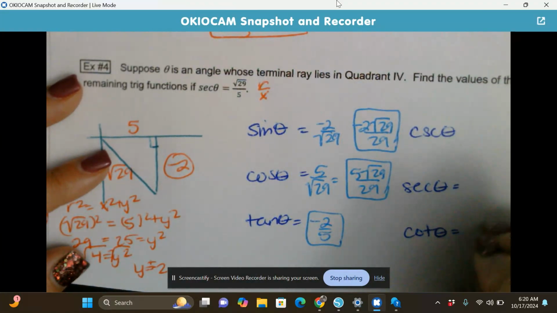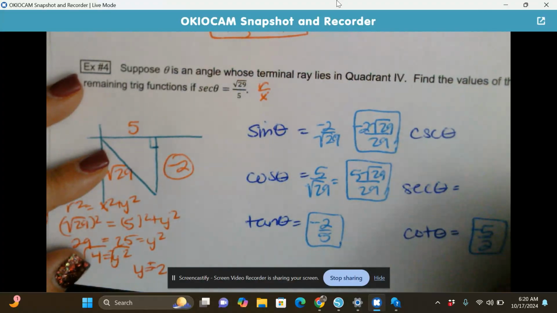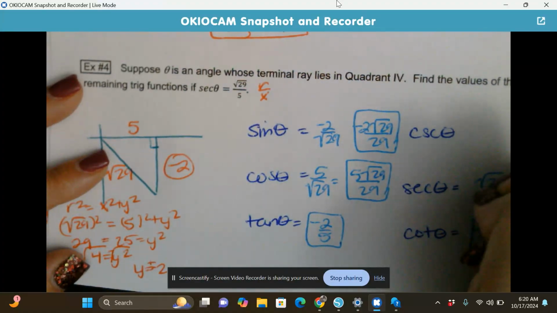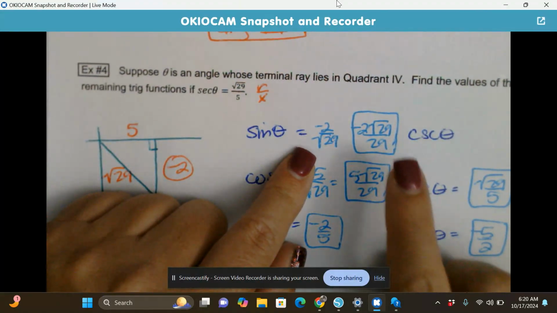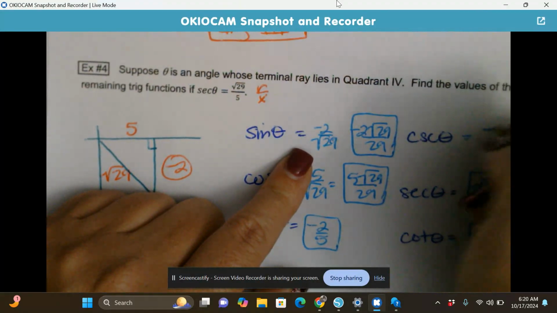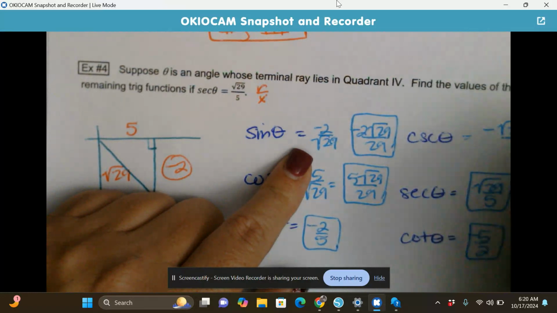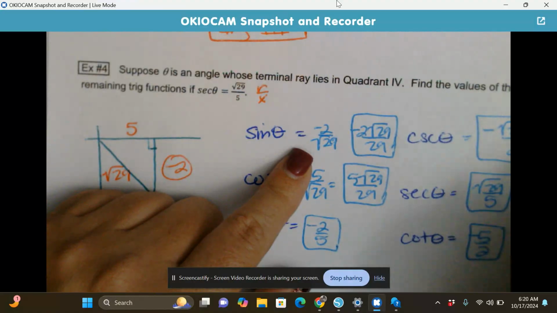Tangent's really easy to flip for cotangent. It's just going to be negative 5 over 2. Cosecant was given to us, the square root of 29 over 5. And then remember, up here, I'm going to flip it from here. So negative square root of 29 over 2. And that's it.